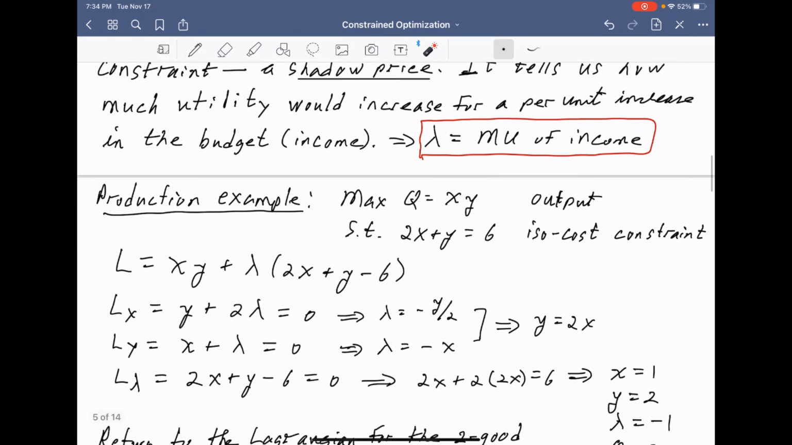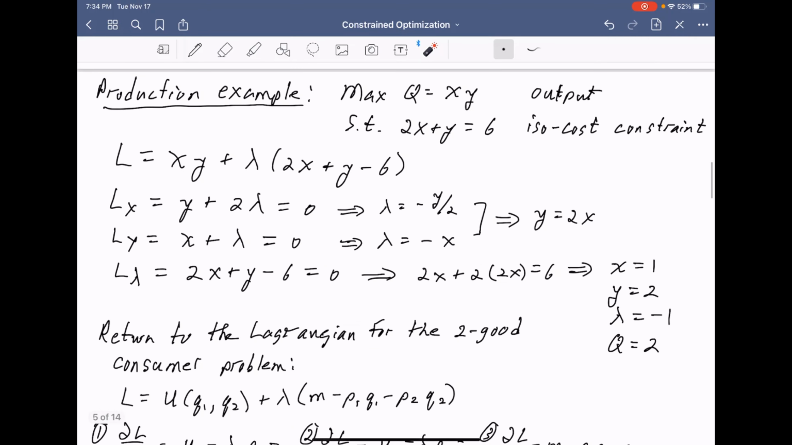Now let's consider another example on the production side, where we have Q equals x times y. X and y are inputs. Q is the output. Subject to 2x plus y equals 6, which is an iso-cost constraint. So in other words, we don't want to spend more than 6 units on purchasing x and y. And again, we form a Lagrangian like this with this lambda here. Notice I've got a plus here, and that minus 6 is there.